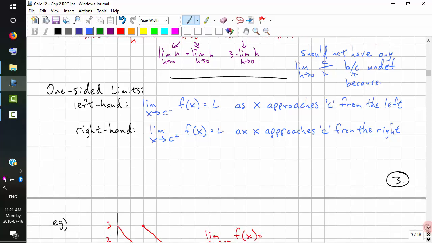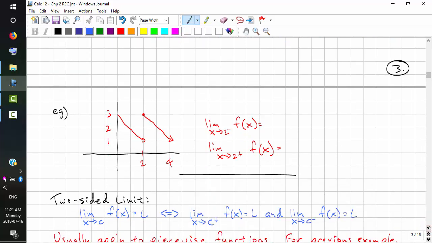And here's an example of where we need to use it. Okay, so the limit as x approaches 2 from the left. Here's 2, approaching it from the left. Again, we're not concerned about what the value is at 2, because at 2, it's equal to 3. But the limit, as we're approaching from the left, is going to equal 1. And the limit as x approaches 2 from the right, so we're coming from this side to 2, is equal to 3, even though f of 2 equals 3.